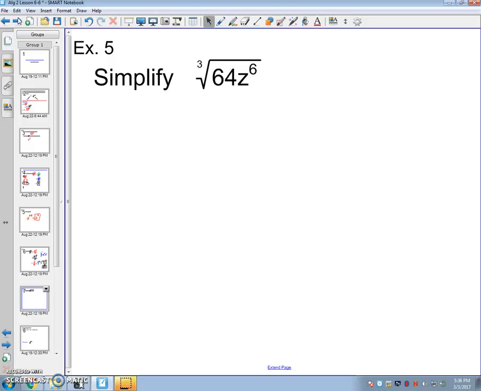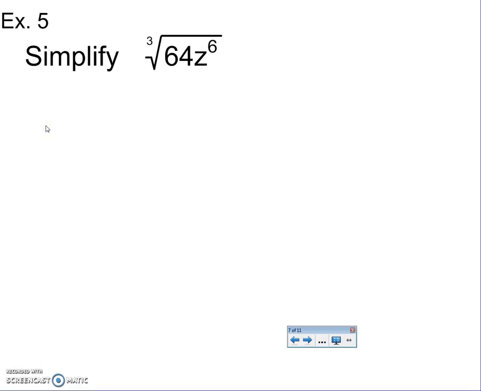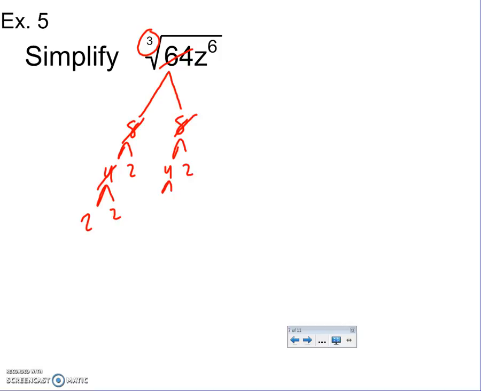All right, and the last one is this. Well, we've technically done this before. You know the old way, so let me do the old way first. We're going to break this down, find groups of 3. So that's 8 times 8. Those are not prime, so it's 4 times 2, 4 times 2, 2 times 2, and 2 times 2.